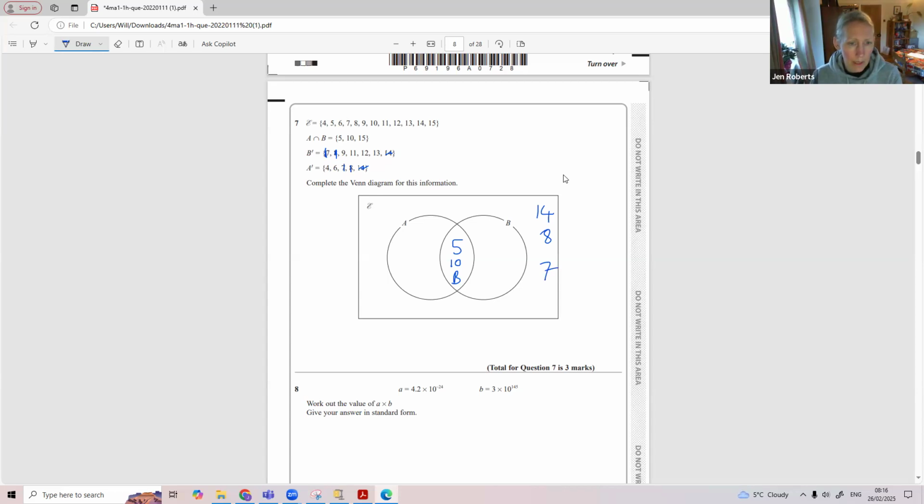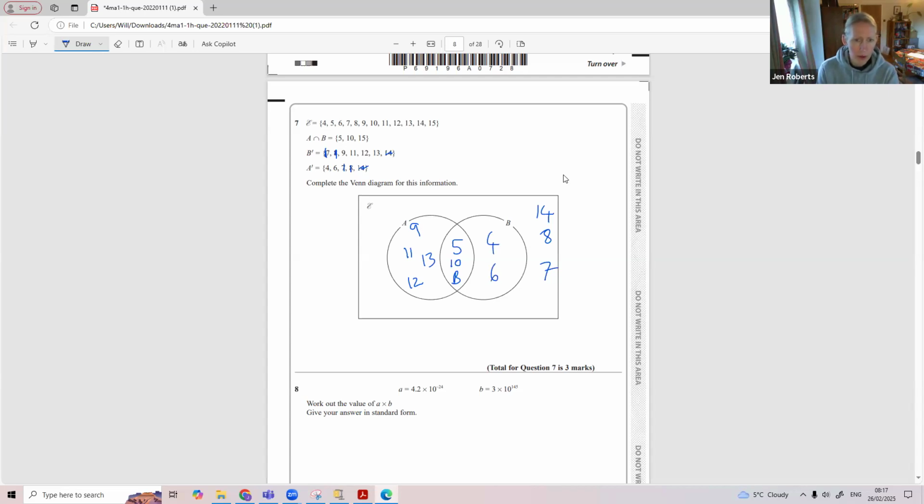Okay, not in B. So what's not in B? 9. But if it was not in A as well, it would be in this list. So it's got to be in A, if that makes sense. Same with 11. Same with 12. And same with 13. And we can use the same logic to work out that 4 and 6 must be in B. That is your completed.